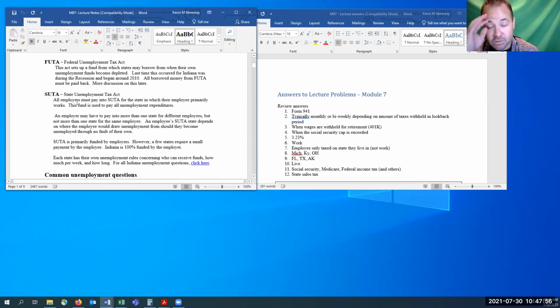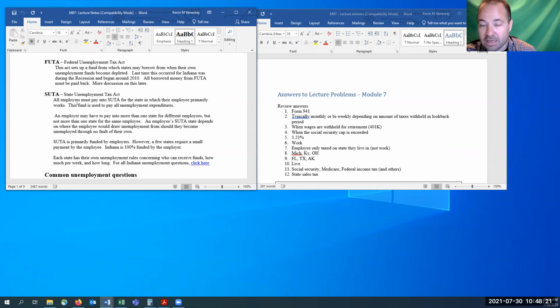The SUTA differs for every state. Every state has their own unemployment rules. And some of those rules include how much employers need to put into the fund. And there are even a couple states where the employees have to put in a little bit. Those are not very common. Indiana is not one.